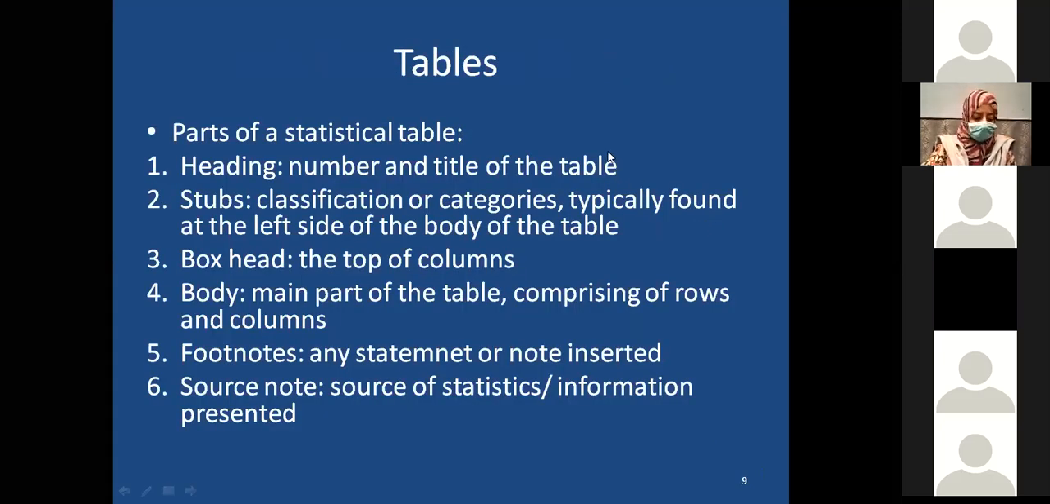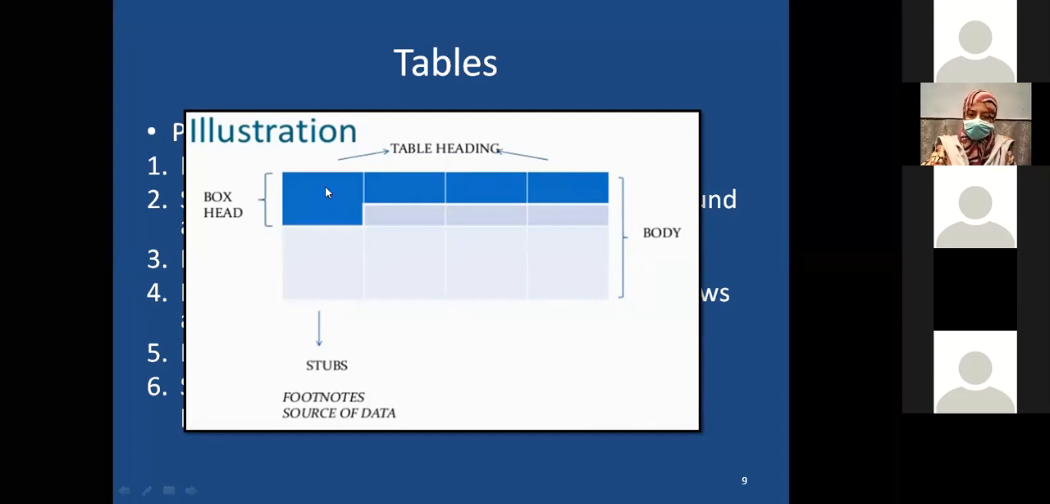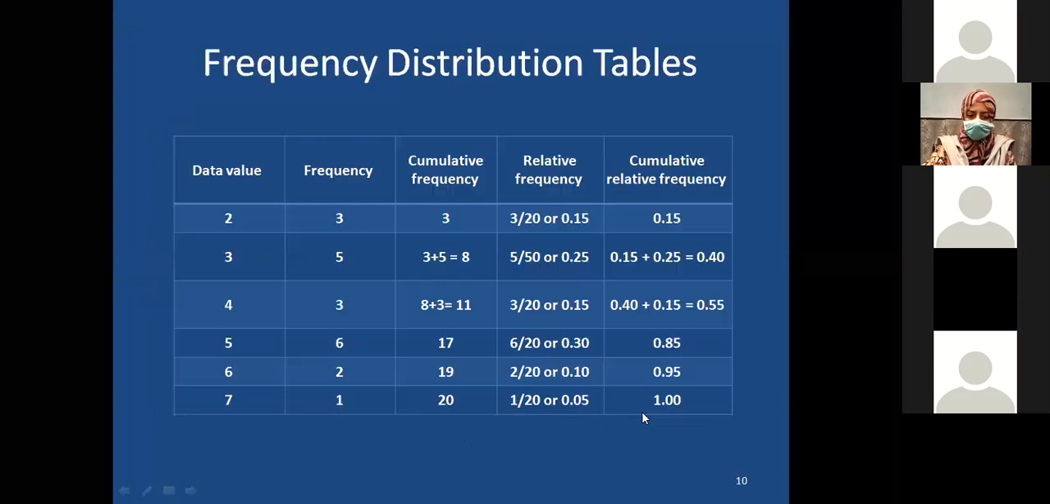So coming towards a simple table, what are the parts of a statistical table? This is, by the way, a table in which you have the table heading. This comprises the body of the table. These are called the stubs. And this is the box head, okay, where you have all the labels here. And then at the end, you give the footnotes or the sources of data.